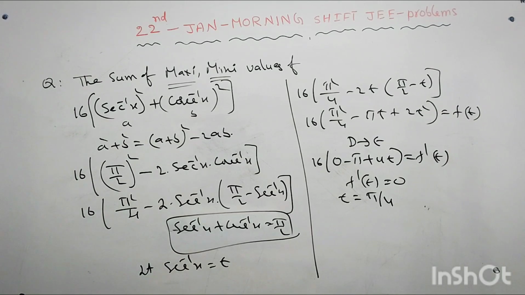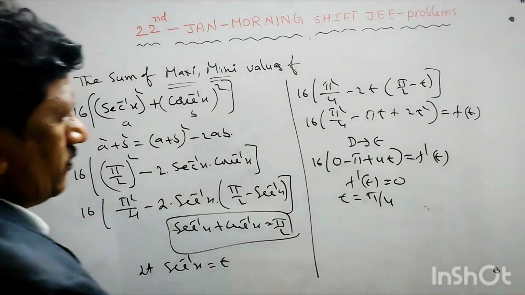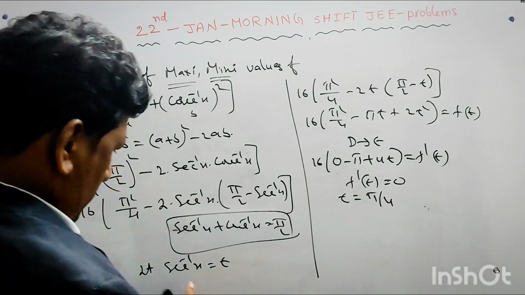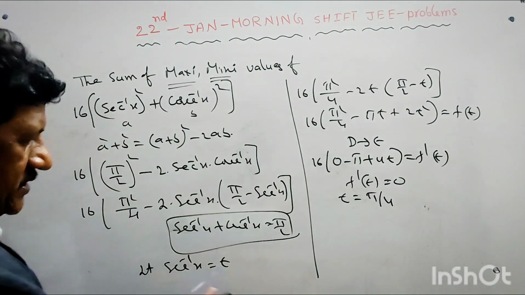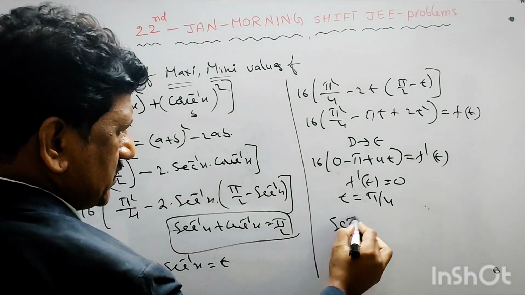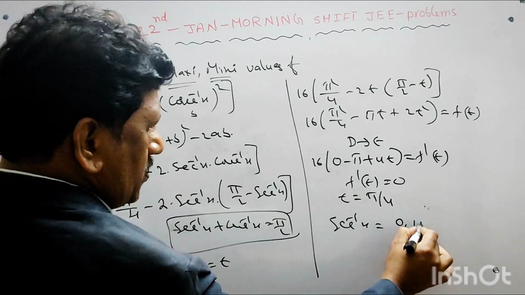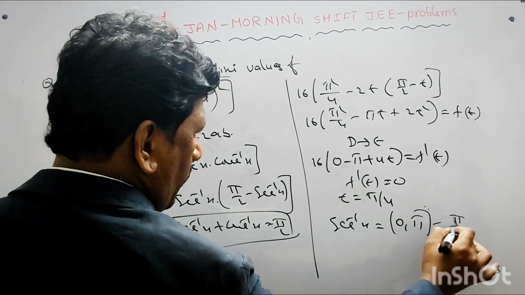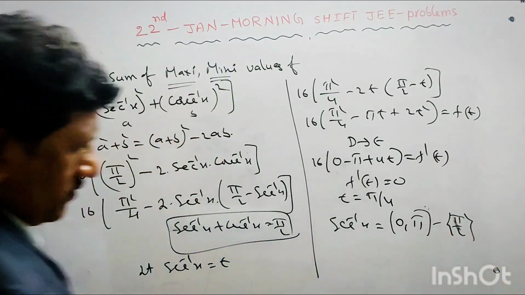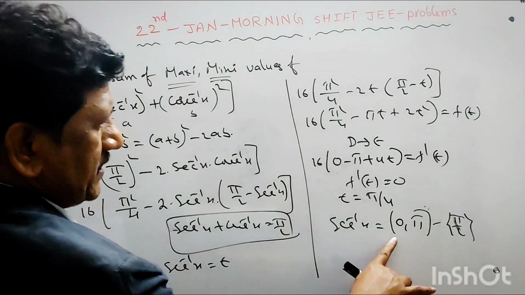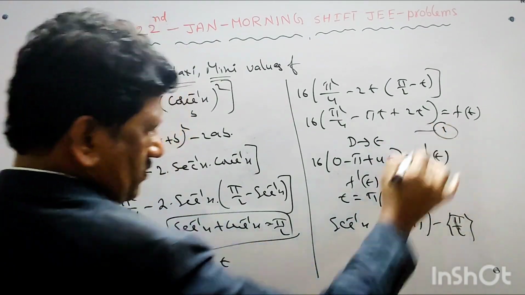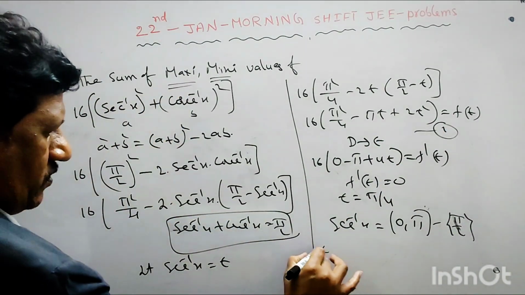Okay, t value pi by 4. But what is the range of secant inverse of x? Secant inverse of x range is 0 to 180, excludes pi by 2. So in the place of t, take 0 now. From here, in this equation, take t is equal to 0.